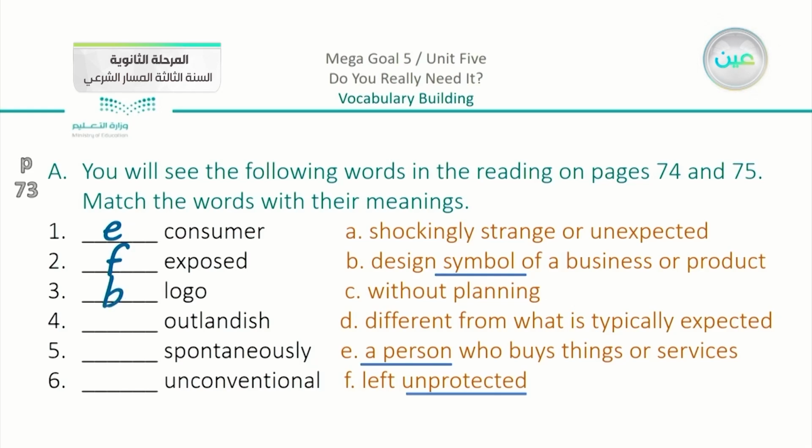Outlandish. Now we said that we have here, several times I repeated, that outlandish means something that is strange. So we have the meaning shockingly strange or unexpected. So we have here A. Spontaneously is doing something freely or without planning. So we have here spontaneously is with C. And unconventional, we are left with D, and actually we have the word different as our key word. So different from what is typically expected. We have here unconventional is D.